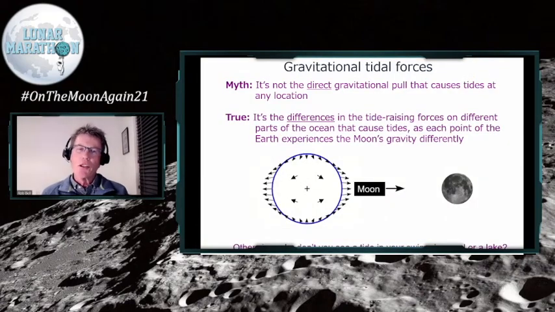One of the myths around is that the moon has a direct gravitational pull that causes tides at any location. So if you see the moon above you, it should be directly pulling on the waters below it. But actually, that's not true. It's the differences between the forces that the moon and the sun have on different parts of the ocean.